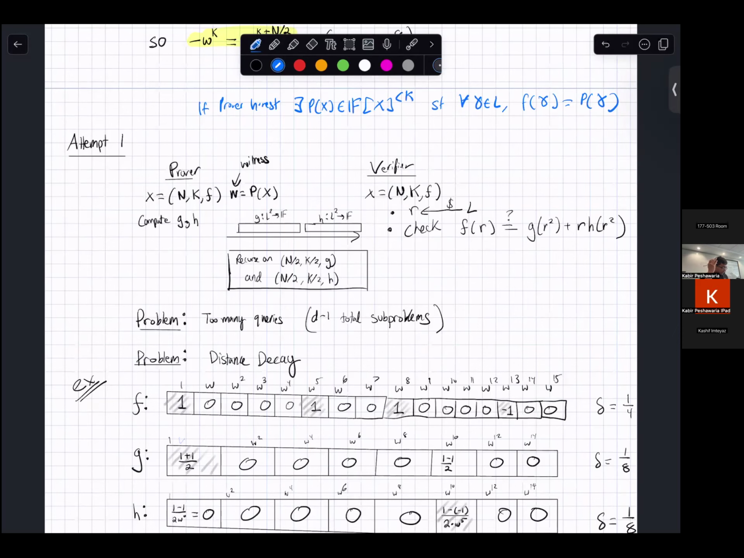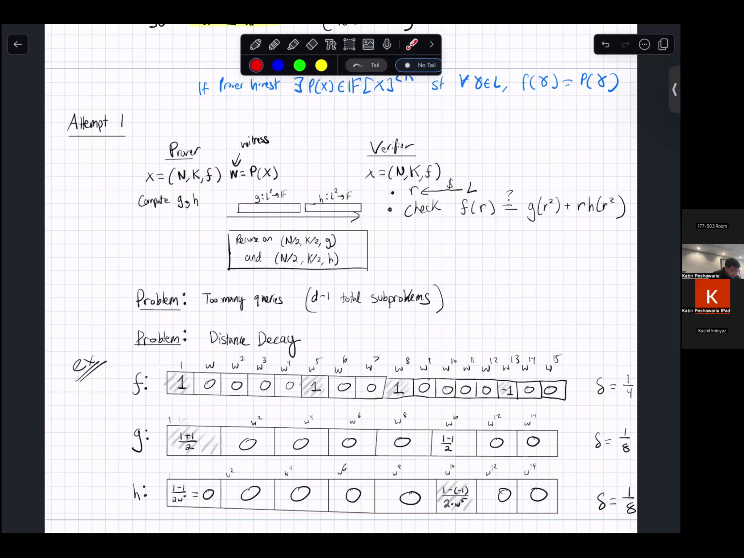Cool. Okay, so there are two problems with this attempt. The first one is that we have too many subproblems. Right off the bat, if we take one thing into two things, and then 4 things, and then 8 things, and then 16 things, we're going to have pretty much K subproblems. That's not good. We were trying to get away with doing fewer than K queries.